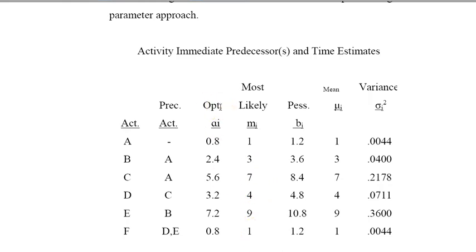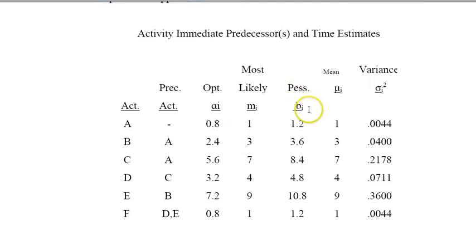And I picked the AIs, the optimistic values. These are usually given as 80% of those values. They don't have to be, I could change them, but that's a good choice for this example. And the pessimistic estimates, the BIs, as 20% more, so they are 1.2 times those values. So I got those values here. This is usually the given data for this problem.